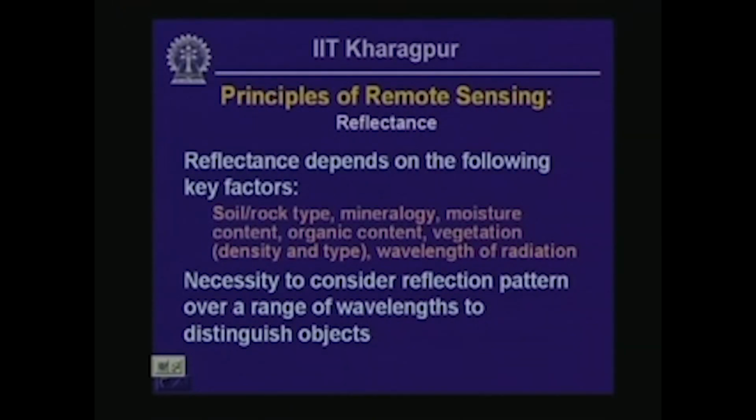Then the reflectance characteristics also are going to be affected by the organic content, the density of vegetation and type of vegetation that might grow on that particular geologic unit, and the wavelength of radiation which is considered in the reflectance signature. And again we want to state, as I explained in the previous sketch, that we need to consider a wide range of wavelengths in order to distinguish different geologic materials, because of the non-uniqueness that is going to crop up because of different combinations of chemical constituents that might be present in a parent geologic body.